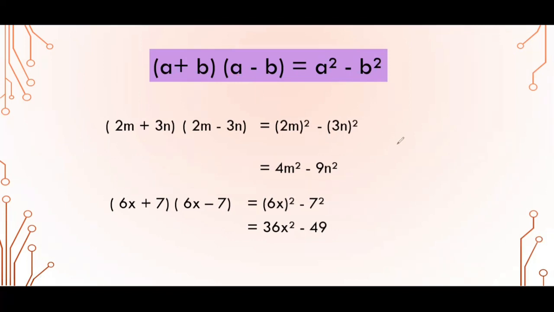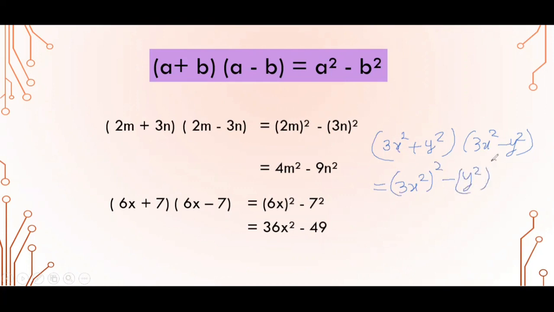So let us take one more question. For example, it is 3x square plus y square into 3x square minus y square. Okay. So what are we observing here? It is a and a same, b and b same, the sign changes. So this is nothing but a square, means 3x square and the square of that, minus b square, means y square and then the square of that.